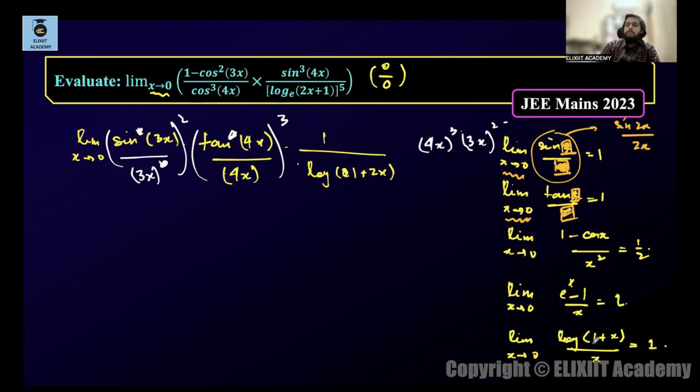And similarly, log of 1 plus x divided by x, with x tending to 0, is always 1. Here we have log of 1 plus 2x, so we need the same by same: 1 plus same divided by same. So I divide by 2x, and I have to multiply by 2x also. In fact, here we have raised to the power of 5, so the entire thing is raised to the power of 5, and we are taking extra 2x raised to the power of 5.